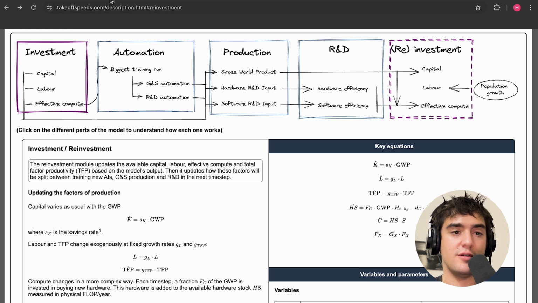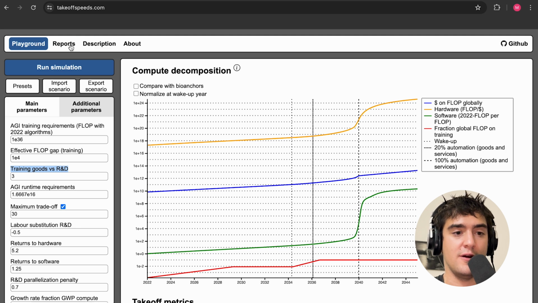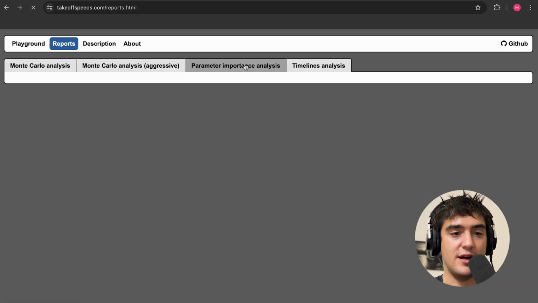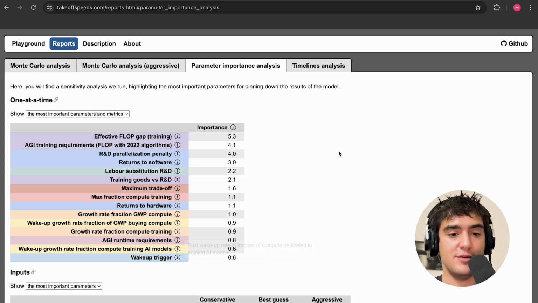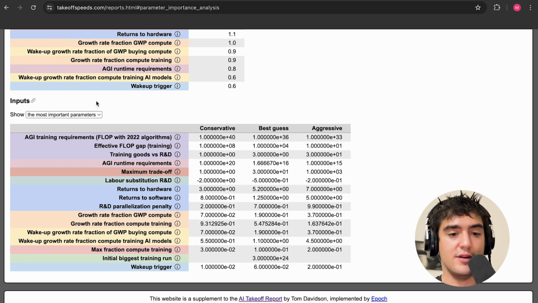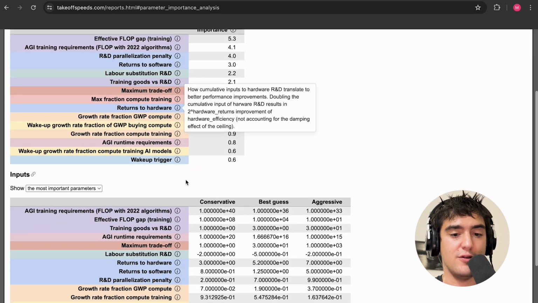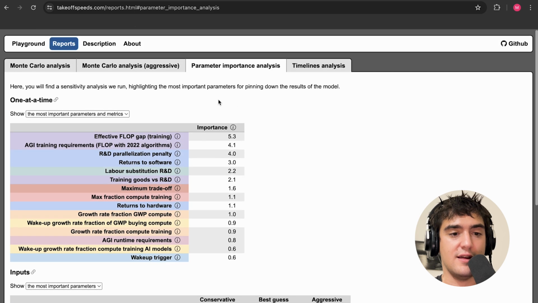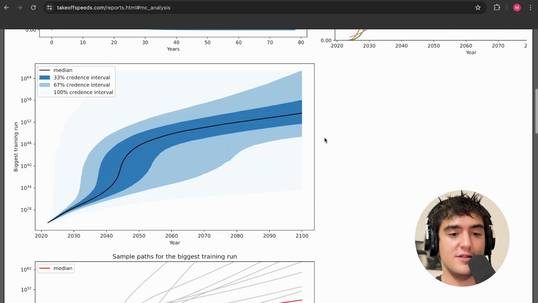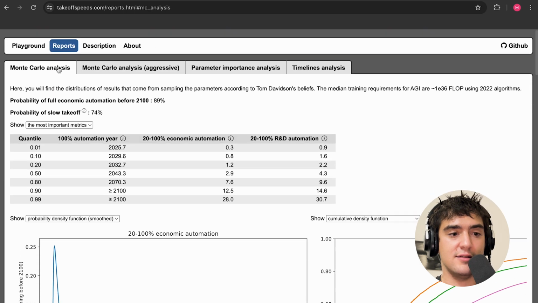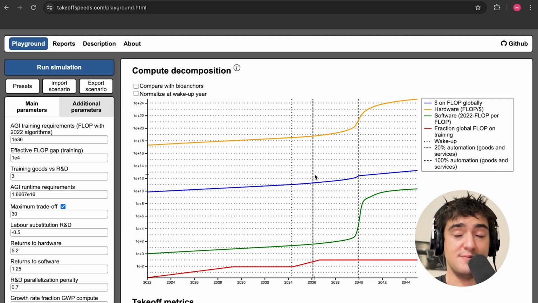And to run these simulations, you just run this thing step by step by doing some Monte Carlo analysis, where if we go into reports, I think you have all of the different parameters that you can plug into your model, and you vary them a little bit, and this gives you all of this different analysis, and this is basically what this model is doing.